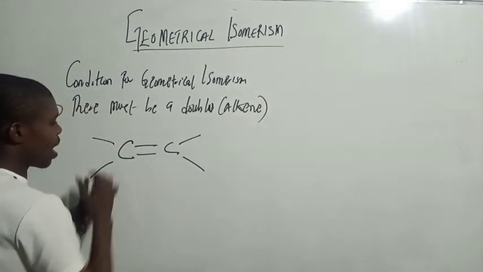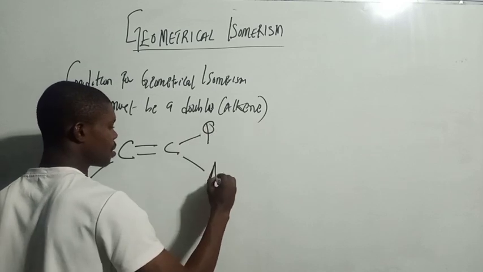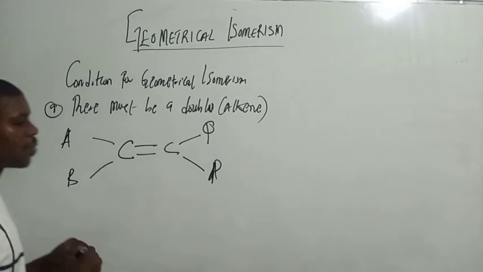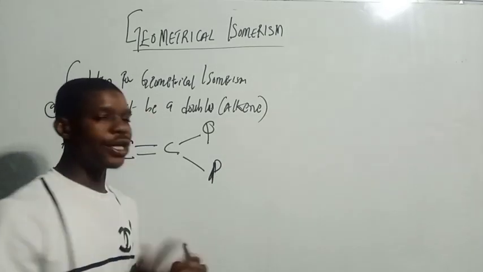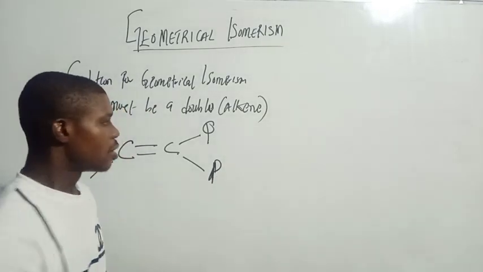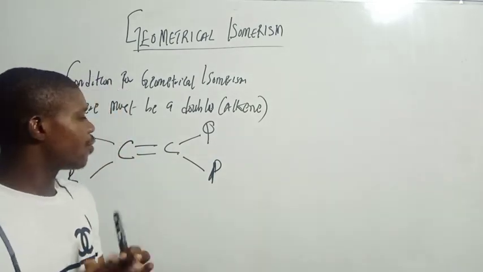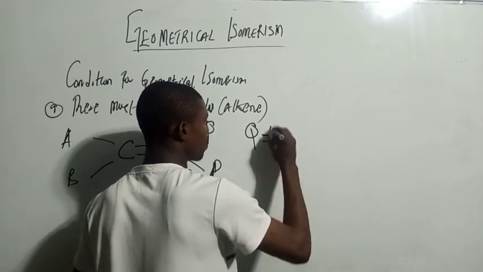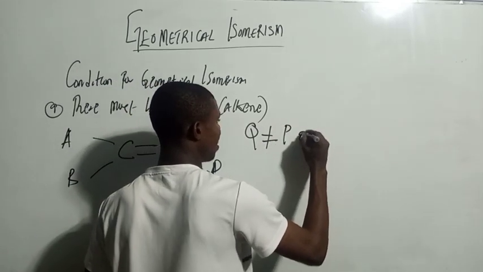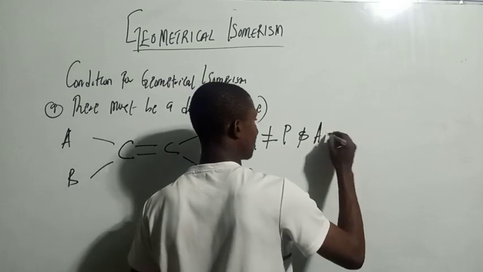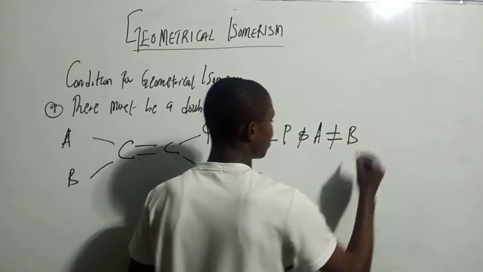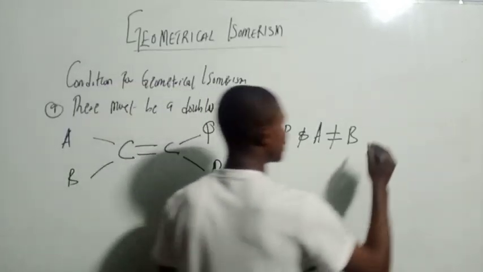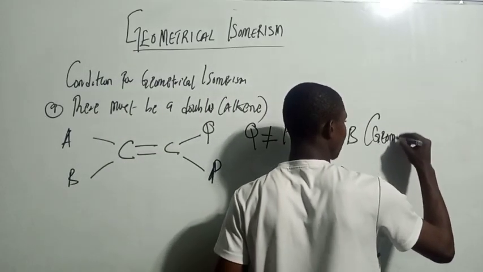For example, here we have Q and P, and here we have A and B. Now I want to show you two things here. For geometrical isomerism to be possible, Q must not be equal to P, and A must not be equal to B. This is when geometrical isomerism is possible.